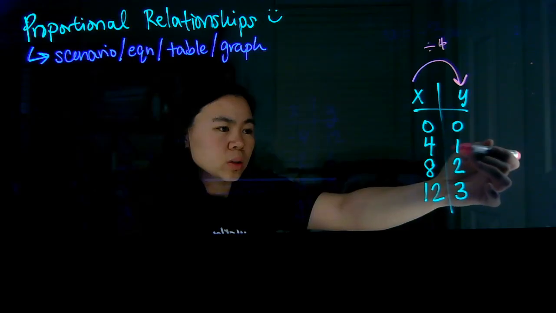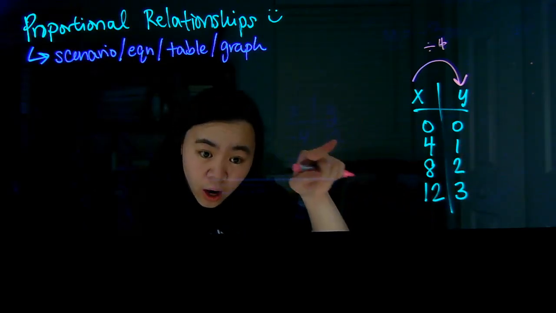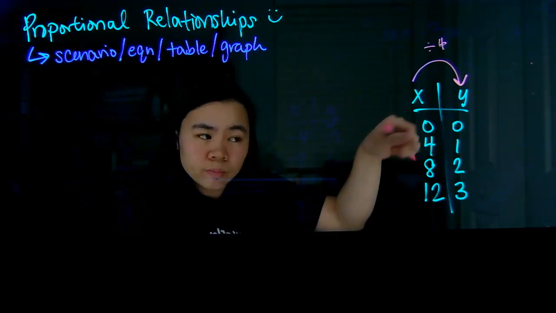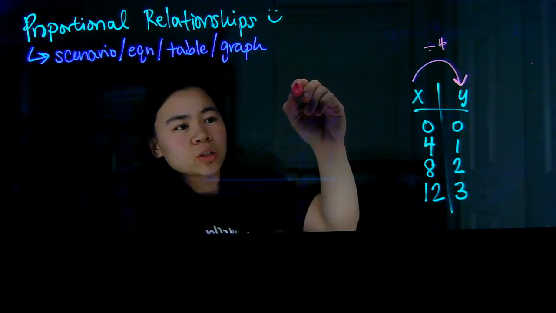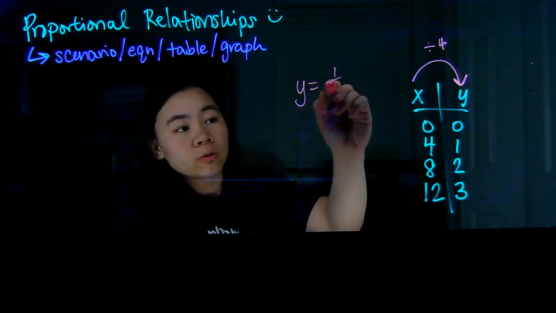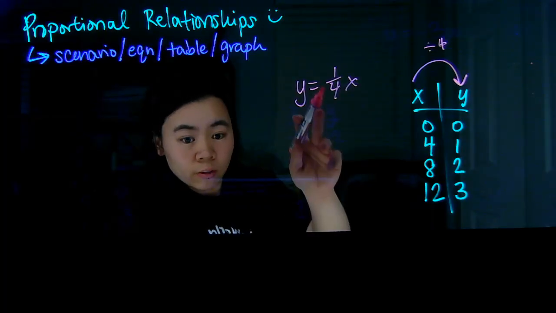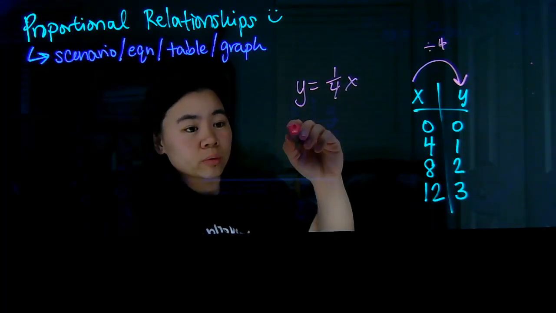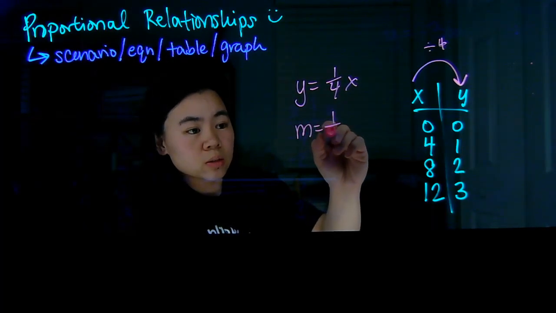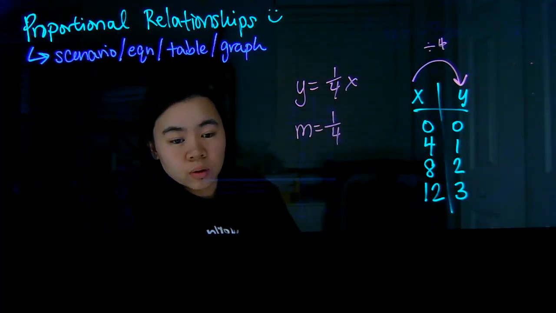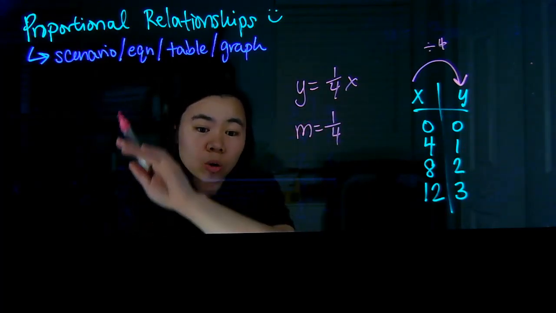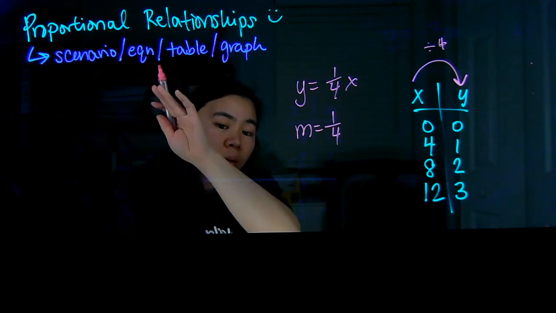Well, how do I get from 1 to 4? Times 4. So going the opposite way must be divide by 4. So if we're dividing by 4, my equation is going to be y equals 1/4 x. This 1/4, remember, is my rise over run. This is my slope. My slope is 1/4. That means on a graph, it would go up 1 over 4, up 1 over 4.